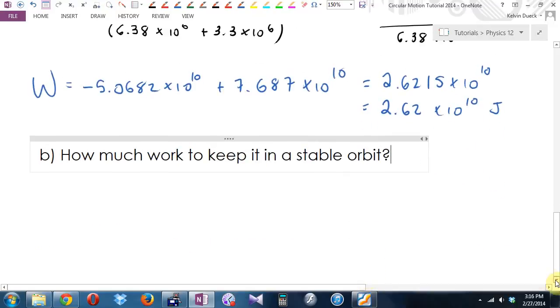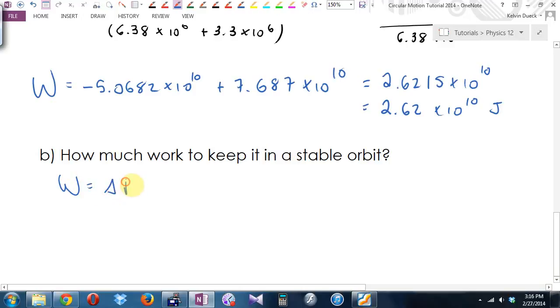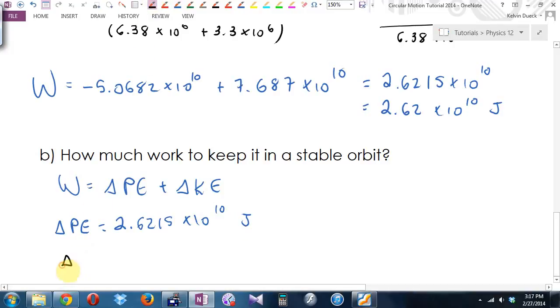Okay. So it's still going to be change in potential plus change in kinetic. This time they don't cancel. I have to have kinetic energy to stay in orbit. Thankfully, I just finished doing the change in potential. The change in potential was 2.615 times 10 to the 10th joules. What's the change in kinetic going to be?